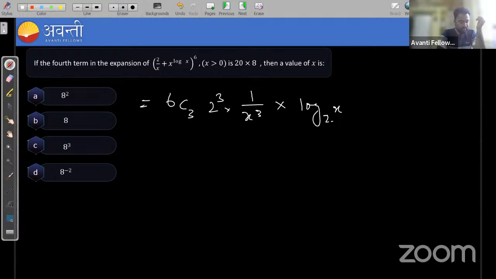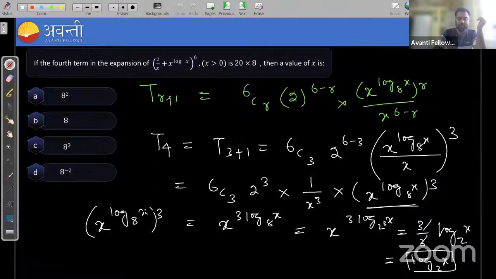Sure, so that is x to the power log of x to the base 2. Already we are having that here. Oh, I made a mistake here. Sorry, we need to take this one only. The power that we are having: log of x to the base 8 to the power 3. If you take this, then here you will have x to the power log of x to the base 2, right? Log of x to the base 2 we are having.